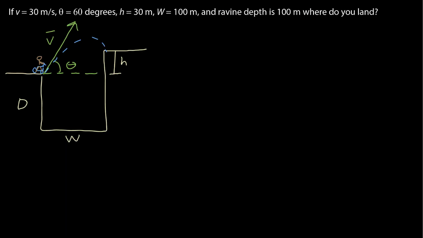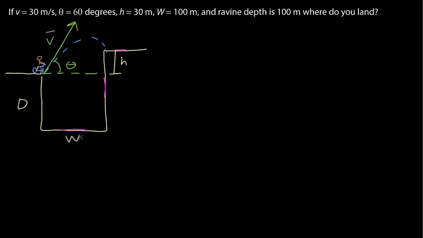The final question is, given these conditions and a ravine depth of 100 meters, where do you land? Now that's an interesting question. How would I know? Because I don't know right away whether I even make the jump, or if I fall, do I hit the wall, or do I land in the bottom? Well, let's take it one step at a time.